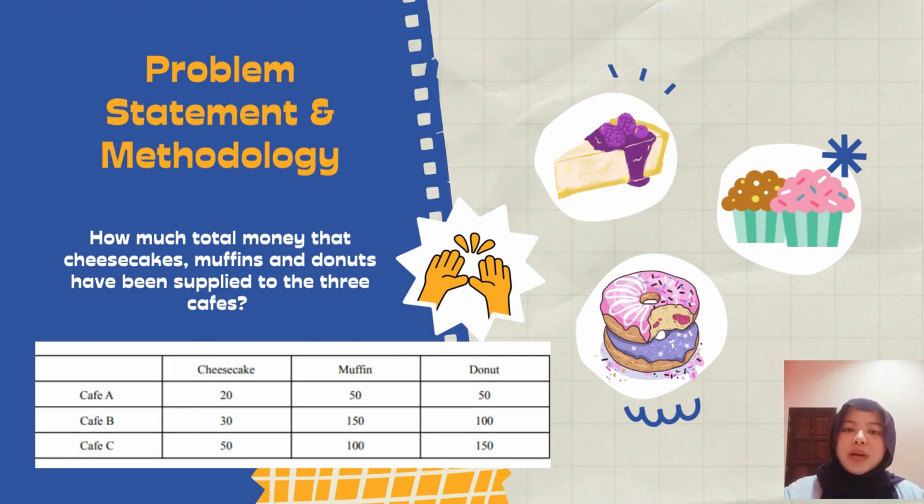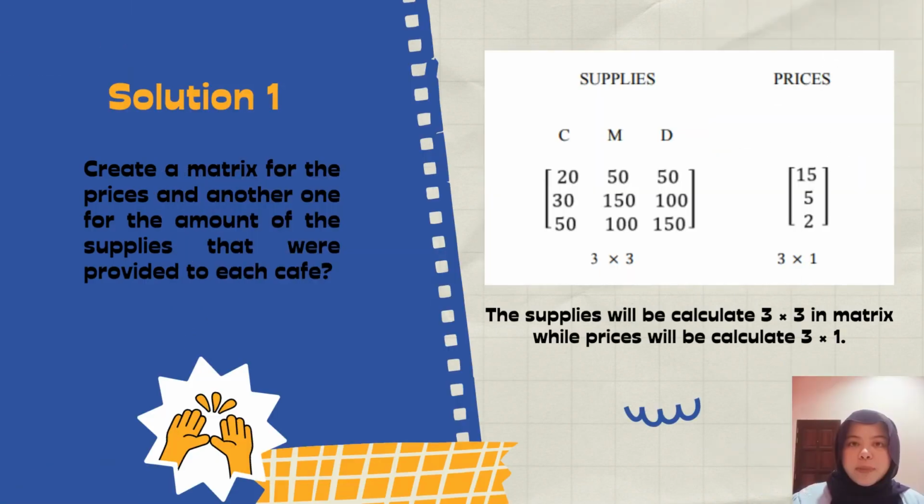Dessert is one of the most popular foods. The bakery will supply cheesecake, muffins, and donuts to Cafe A, Cafe C, and Cafe B. The price of one cheesecake is $50. For one piece of muffin, $5, and for one piece of donut, $2. So first, we need to create a matrix for prices and supplies.